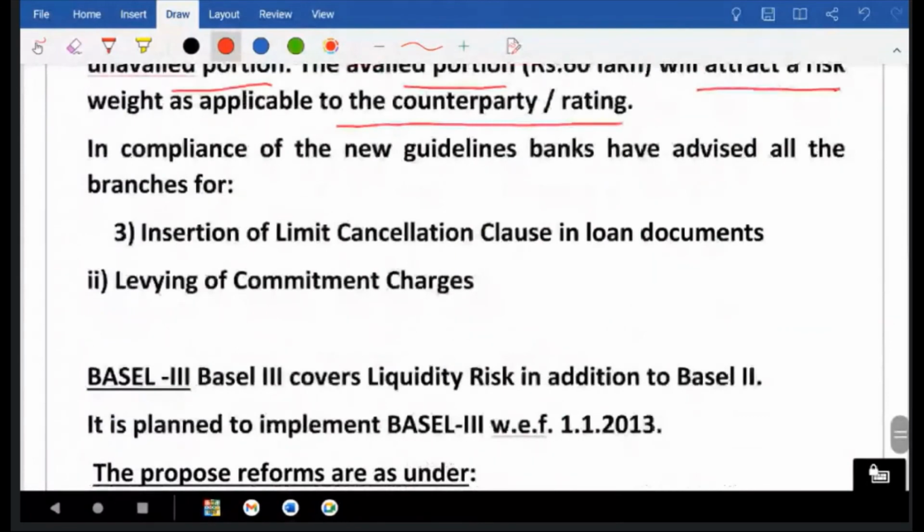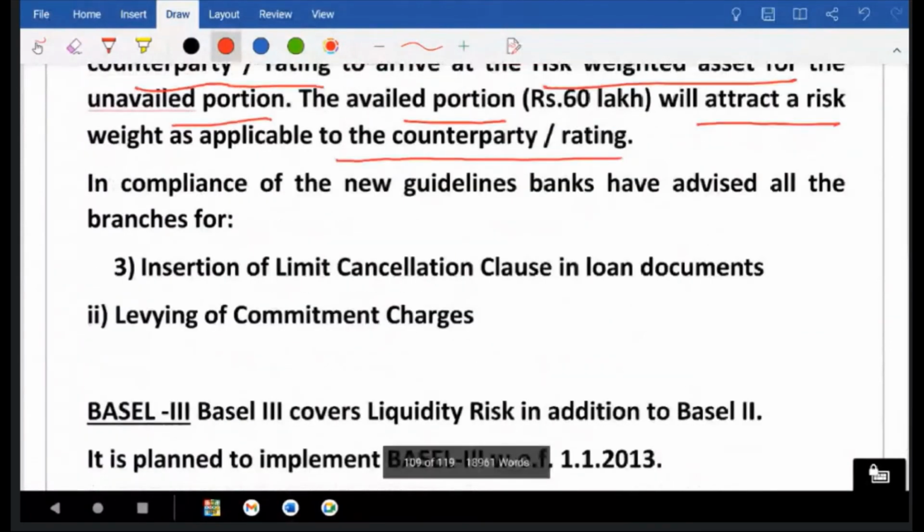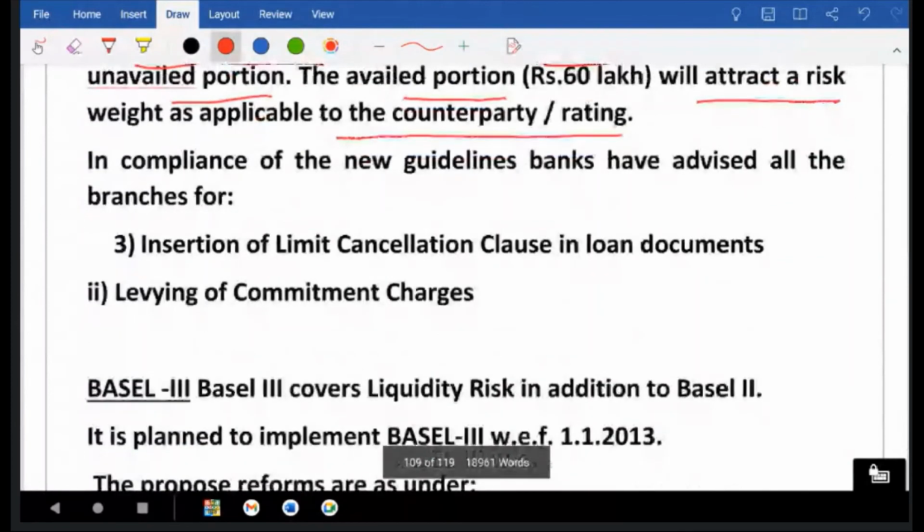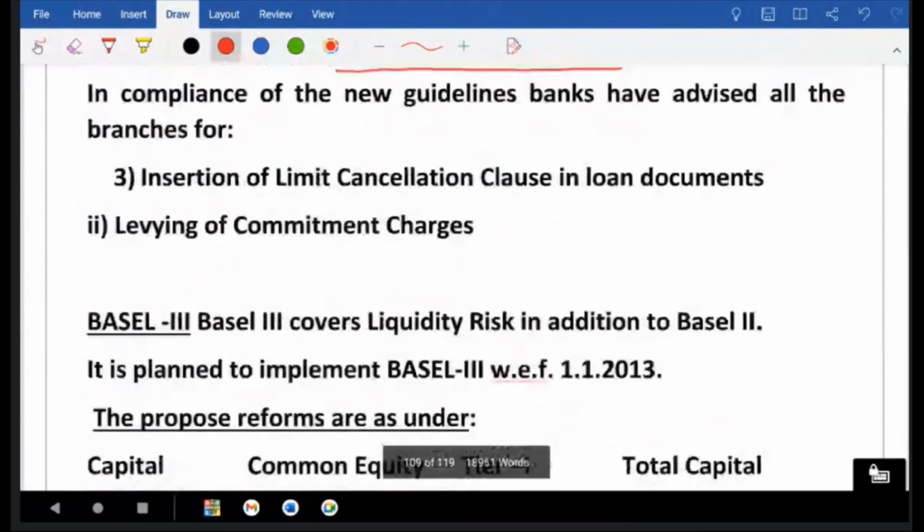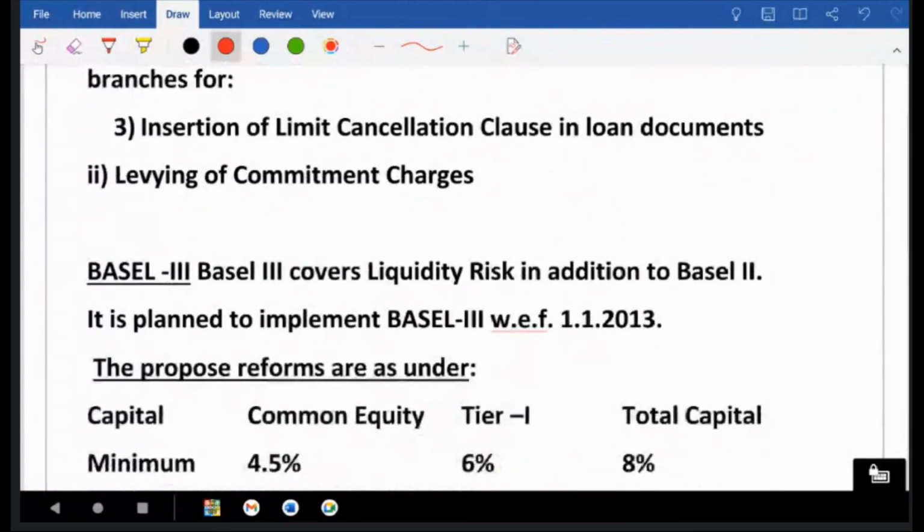So in compliance of the new guidelines, banks have advised all the branches on the insertion of a limit cancellation clause in the loan document. In case something is cancelled, then they should insert the limit also. Insertion of limit cancellation clause in the loan document and levying of commitment charges.